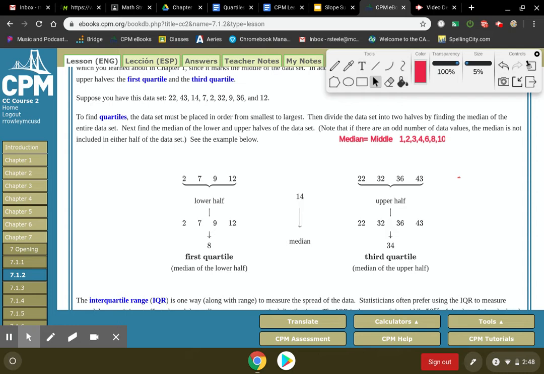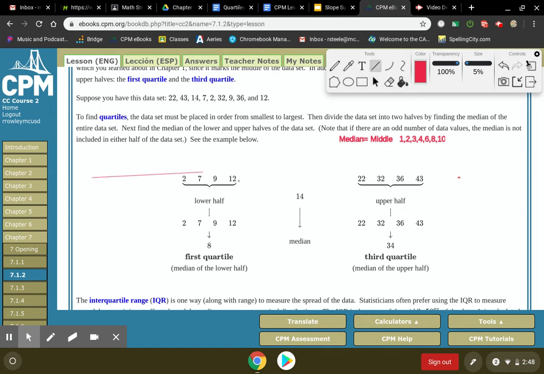To find quartiles, you do the exact same thing. So you'll notice that there's a first quartile and a third quartile. There's no second quartile because the second quartile is the median. So the first quartile is the middle number between the median and 0. So pretend like this is a number line, okay? So I'm going to draw it.